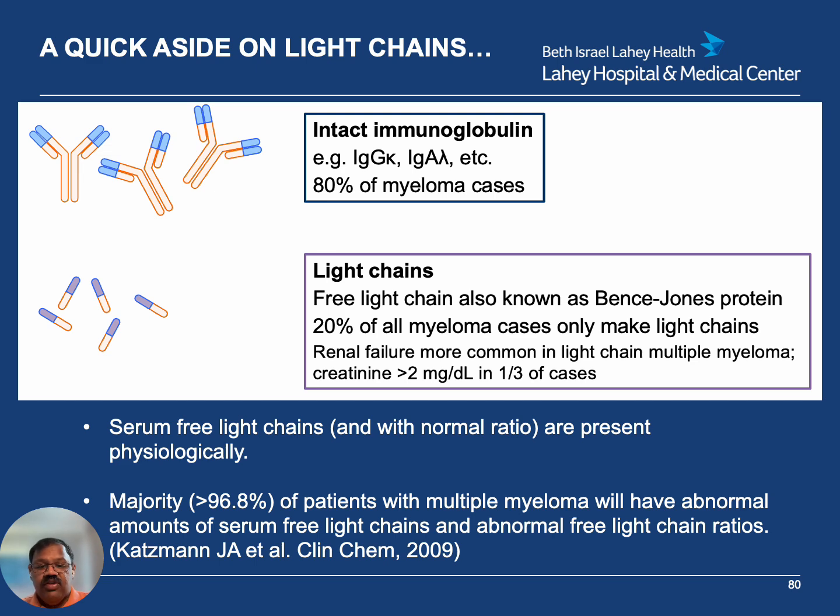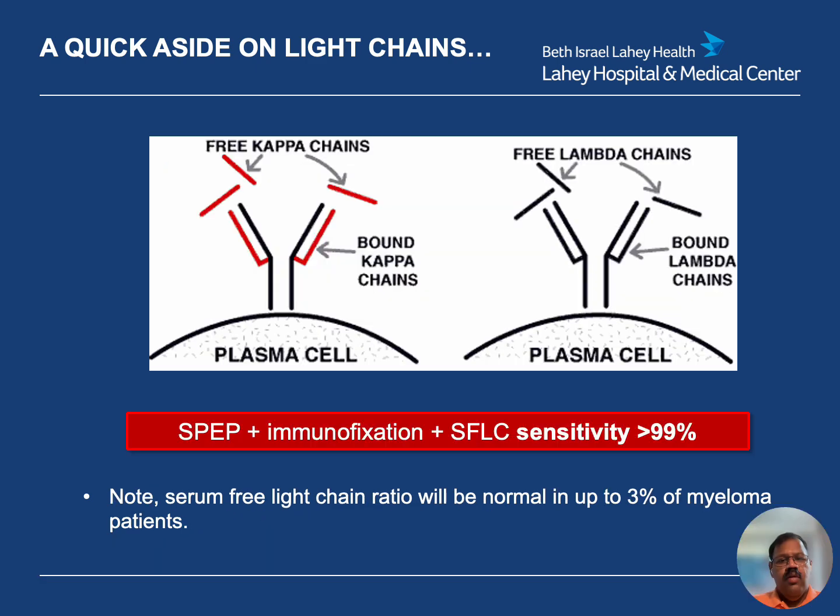So remember that serum-free light chains are usually present physiologically, but the ratio is rapidly changed and massively expanded in patients with a light chain myeloma. And the majority of patients with multiple myeloma will have some amount of free light chains noted.